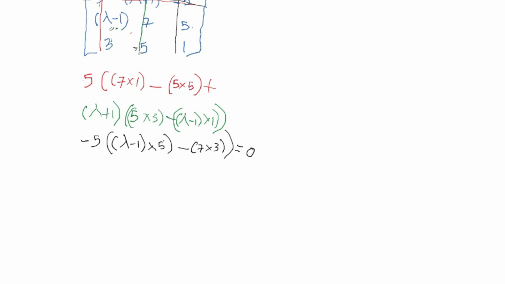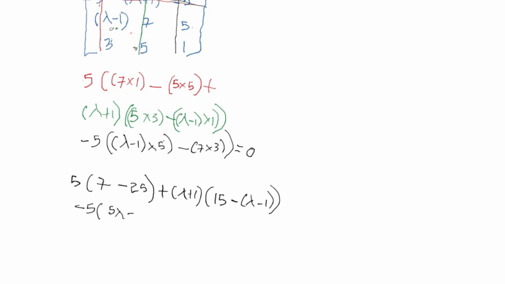So now simplifying this, we are going to have 5 open bracket 7 times 1 is 7 minus 5 times 5 is 25 close bracket plus open bracket lambda plus 1 close bracket 5 times 3 is 15 minus lambda minus 1 times 1 is still the same. So we are going to have lambda minus 1 close bracket minus 5 open bracket. If you open the bracket with 5, we are going to have 5 lambda minus 5 times 1, which is 5, close bracket, minus 21. 7 times 3 is 21, is equal to 0.